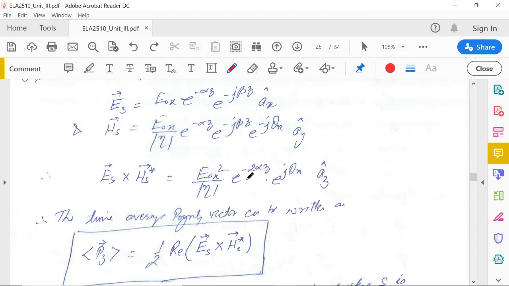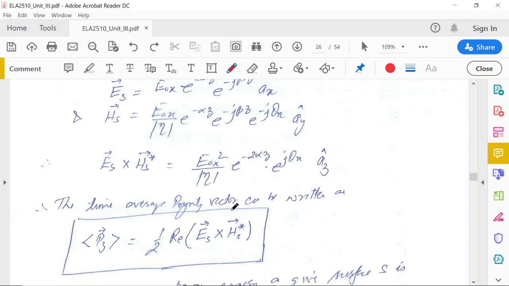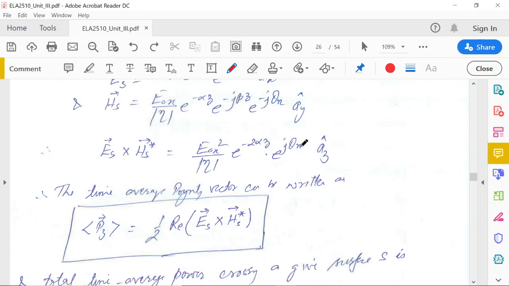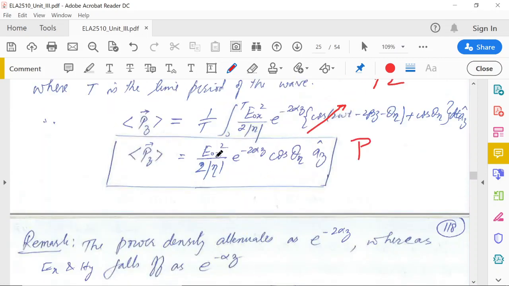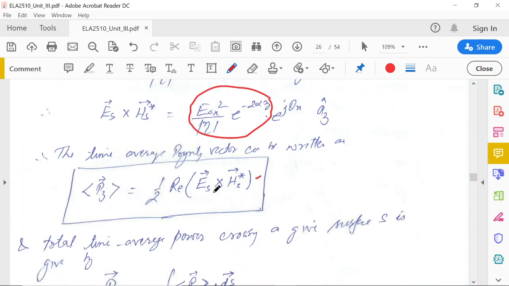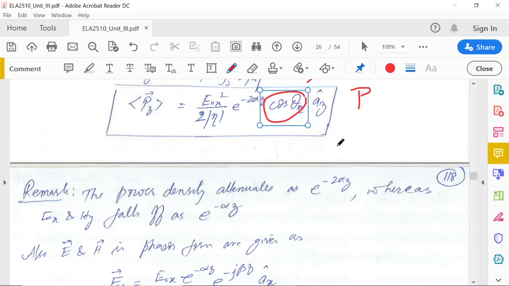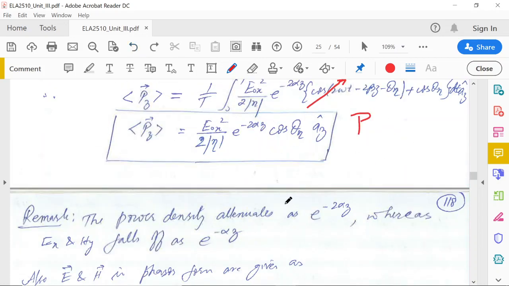what you will get is the constant, and the real part of this will be just the cos theta_n. This is already a real quantity, and this is the complex one. So real part of this will be just the cos theta_n; just multiply with the cos theta_n to give the real part. So here we already have E_0x over eta, and just the cos theta_n. When you take the real part and multiply with the half, you will get the same expression. You can verify. So these two expressions will remain the same.